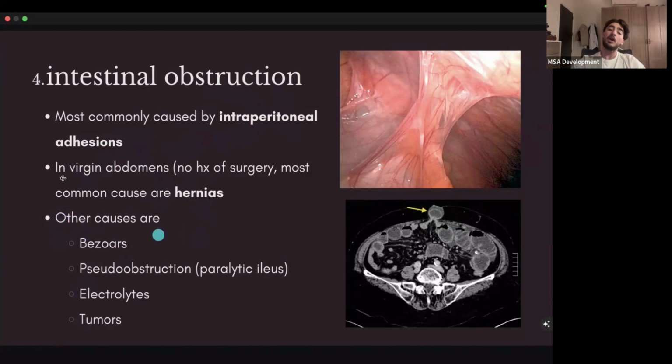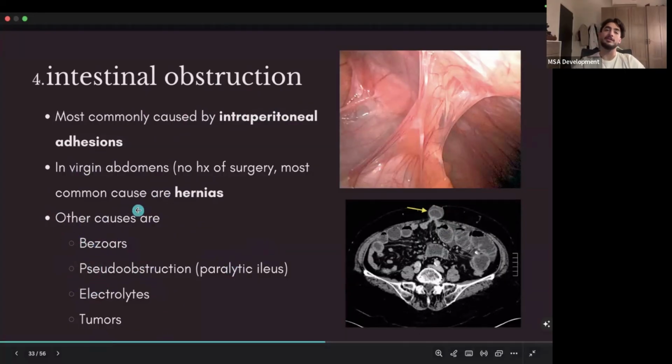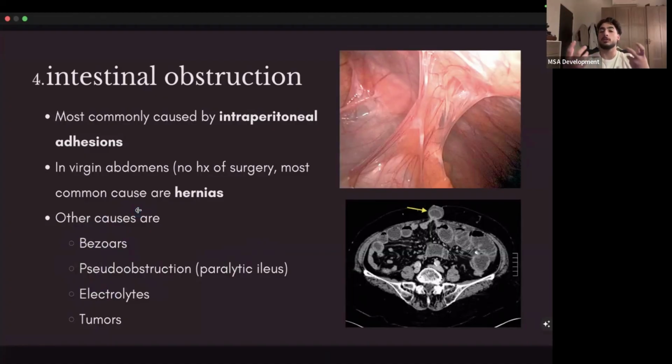All right. Other causes are bezoars, pseudo-obstruction like paralytic ileus, electrolyte abnormalities, and tumors. So bezoars are basically any sort of non-absorbable thing that can accumulate. Most commonly, or especially in question stems, it's going to be hair. So a patient with trichotillomania, for example, a psychiatric patient who pulls out their hair and maybe eats it, that's called trichophagia.